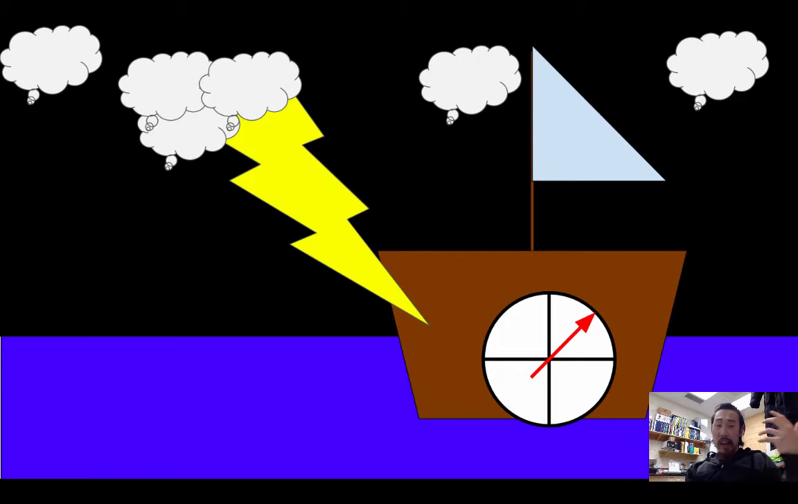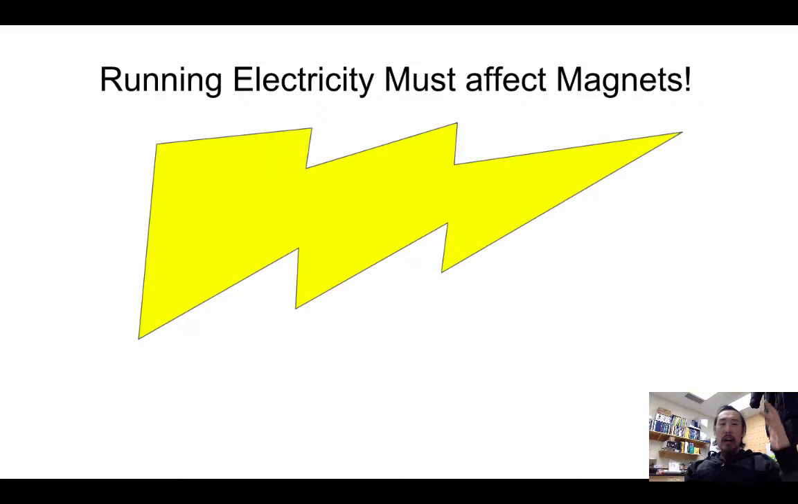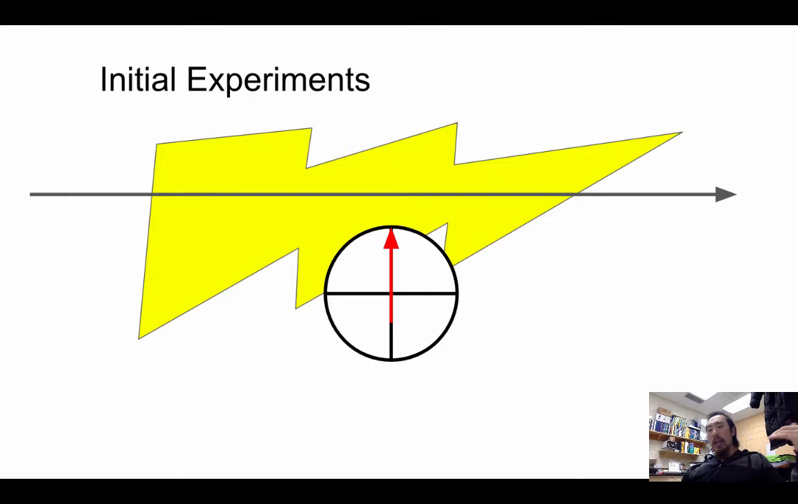And so scientists took this idea, and they're like, okay, so what can we say? And so scientists came up with this idea that running electricity must affect magnets. Okay. And so, like all good scientists, the scientists of the time decided to do experiments. So what they did is they got a wire, and they let electricity run through the wire. But they would also have a compass near the wire to see if anything would change.